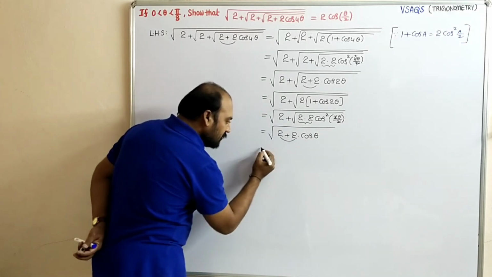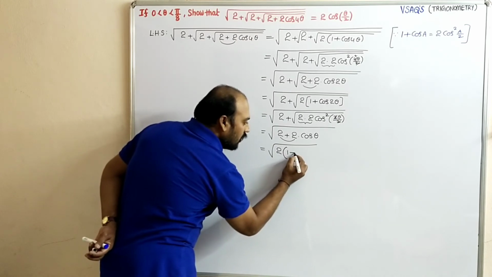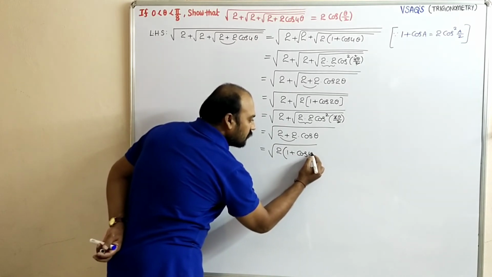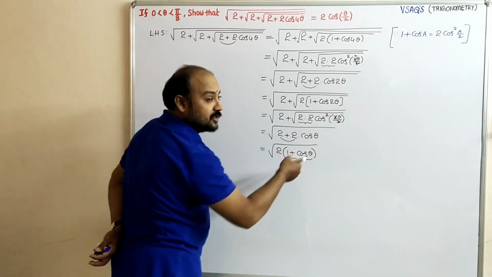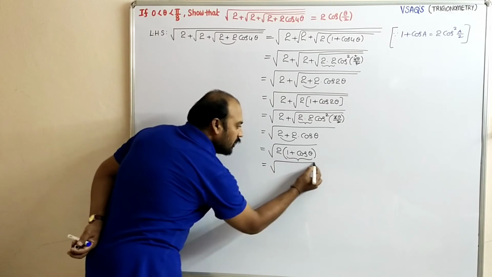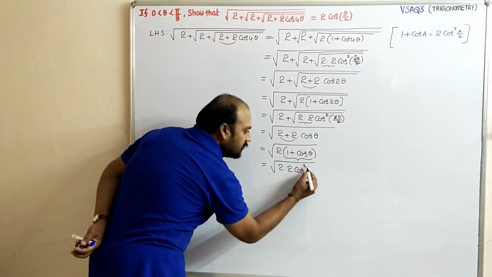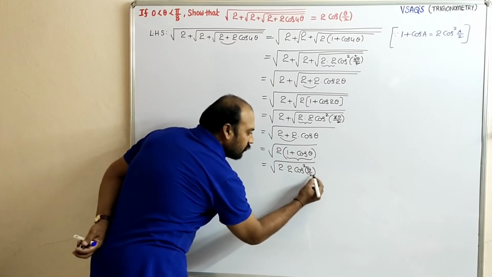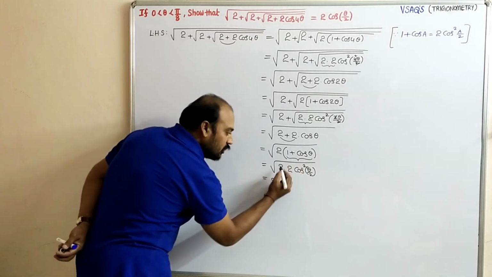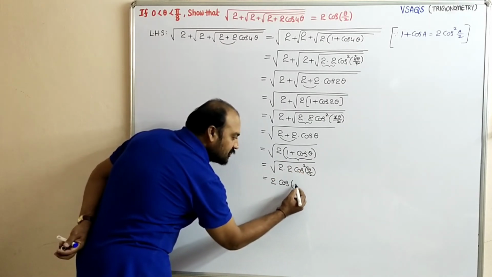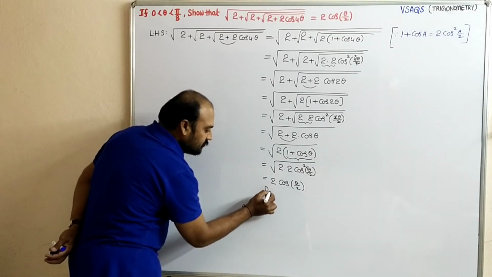Again 2 take common from these two. Square root of 2 into 1 plus cos theta. So 1 plus cos theta we can write it as 1 plus cos A, 2 cos square A by 2. Square root of 2 into cos square theta by 2. So 2 2s are 4. We can take outside of the root. It will become as 2, square and root will be cancelled. We will get it as cos theta by 2. Hence proved, which is required RHS.